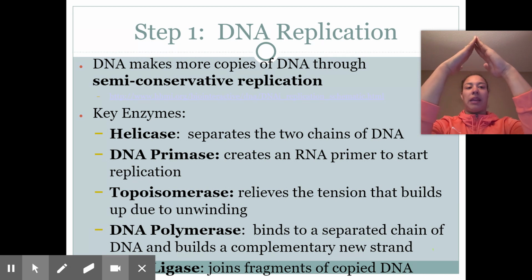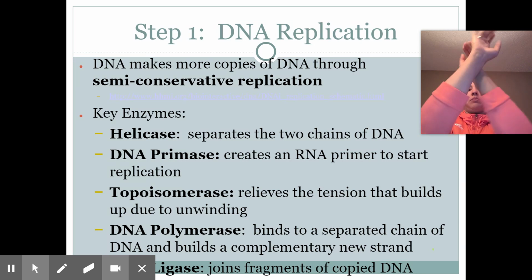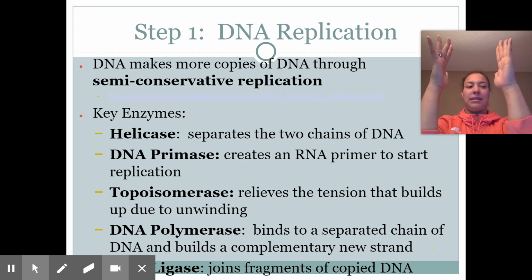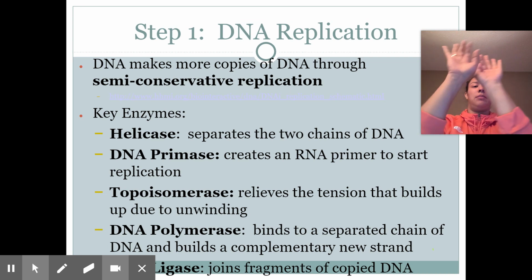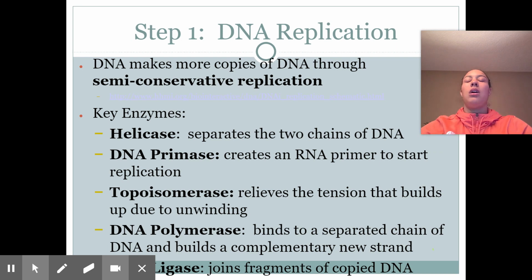It creates a replication fork, a fork in the road, so that it can separate and unwind. So if I were helicase, I'd want to unzip your genes. That's what the dirty joke is about helicase. So it unwinds and unzips the DNA strands and creates a replication fork.